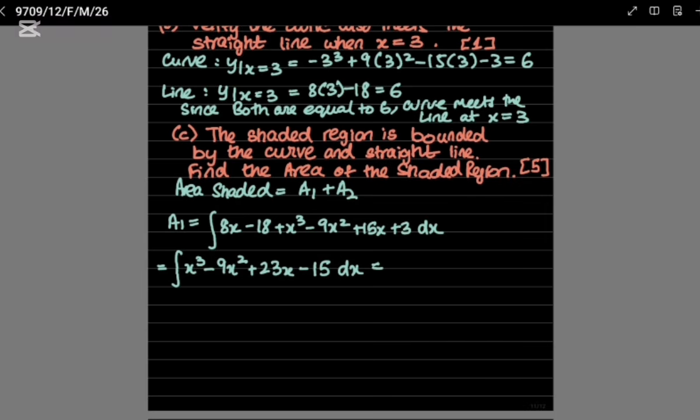Now again we integrate this as we discussed earlier. You add 1 and divide by the new power, so it becomes x to the power of 4 over 4, minus 9x to the power of 3 over 3, which can be written as 3x cubed. I'm already simplifying it from now. Plus 23x to the power of 2 over 2, this cannot be simplified further, minus 15x.